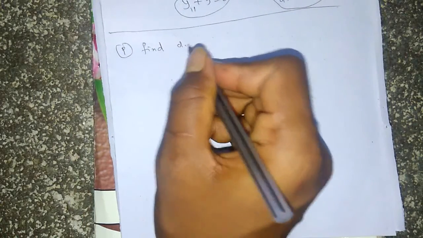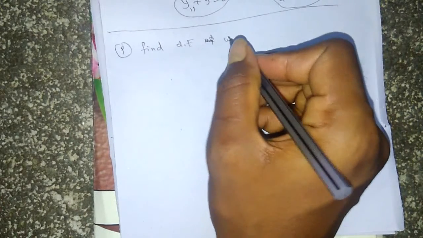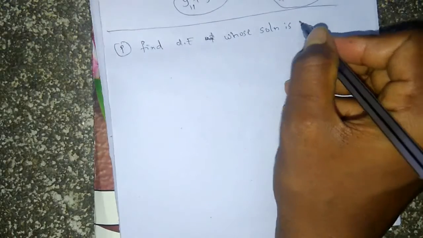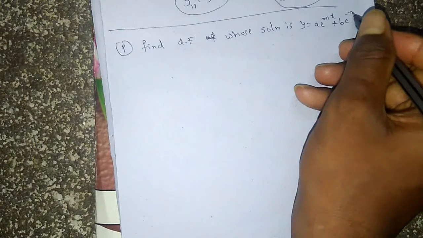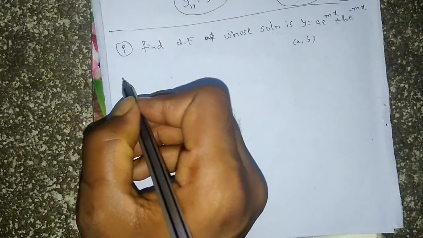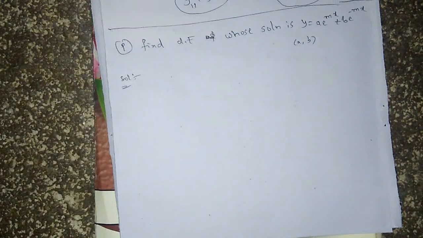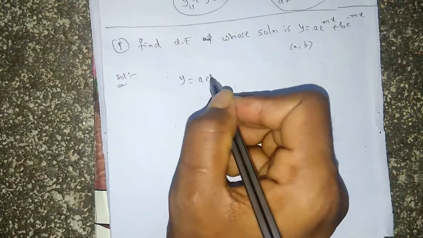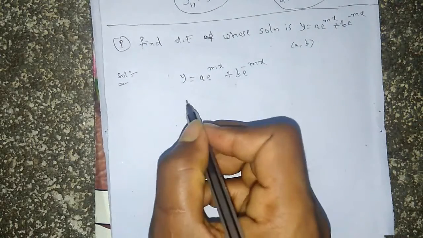Find the differential equation whose solution is y is equal to a into e power mx plus b into e power minus mx. Here the arbitrary constants a comma b are given in the question. Here given y is equal to a into e power mx plus b into e power minus mx.